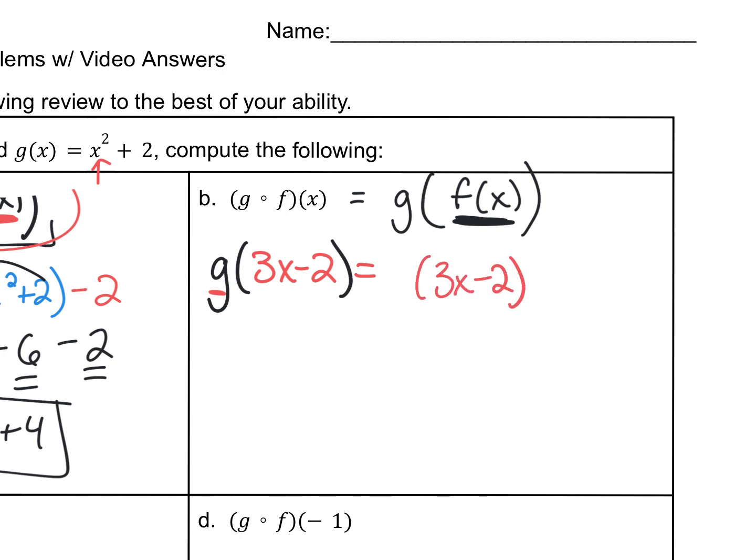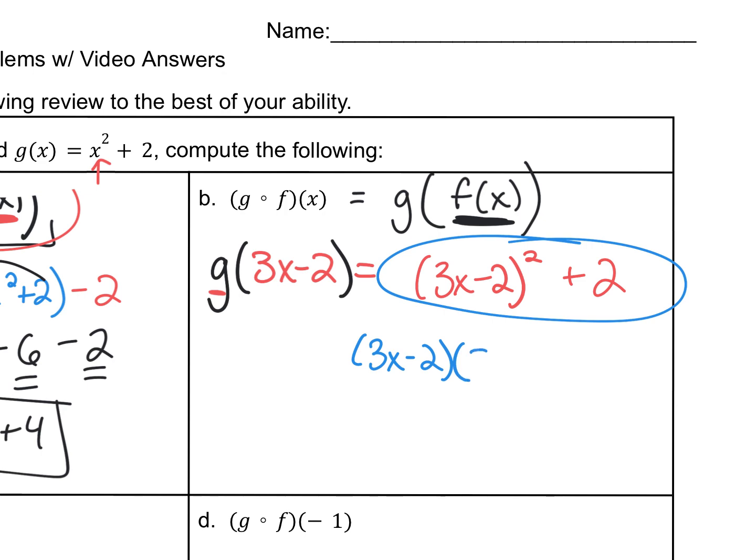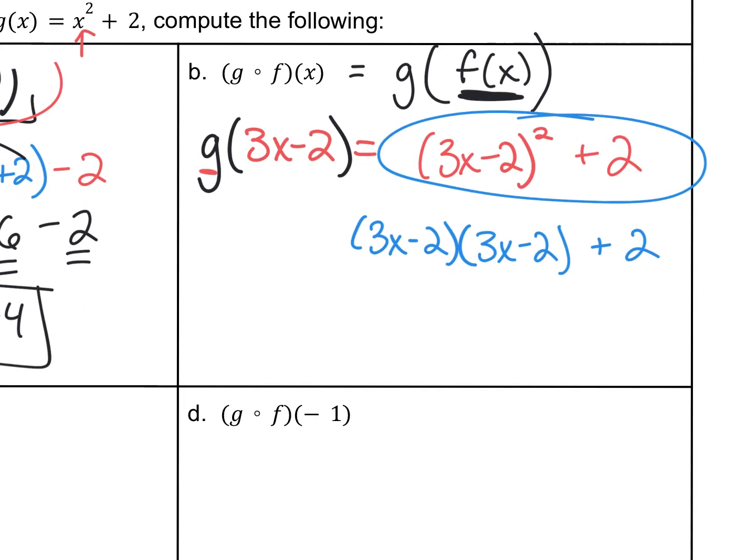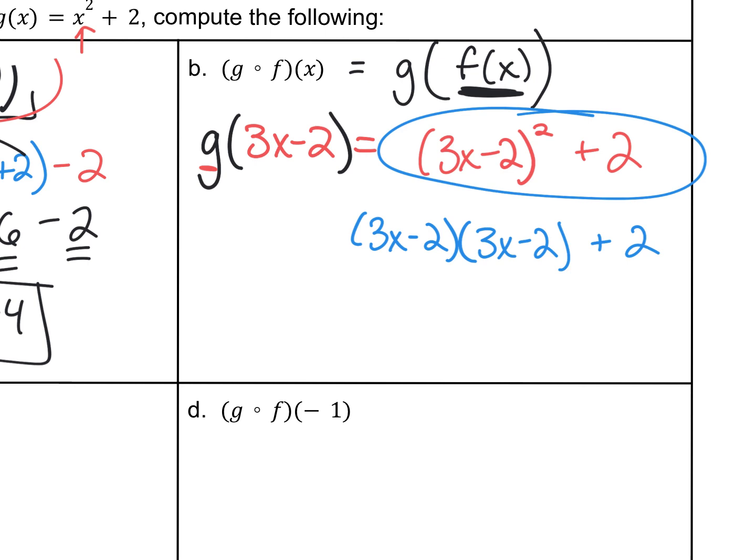3x minus 2 squared, and then we keep that plus 2. So now again, I'm just simplifying that as far as I can. 3x minus 2 squared. Just like we said 3x squared was 3x times 3x, well, 3x minus 2 squared is 3x minus 2 times 3x minus 2, plus 2.